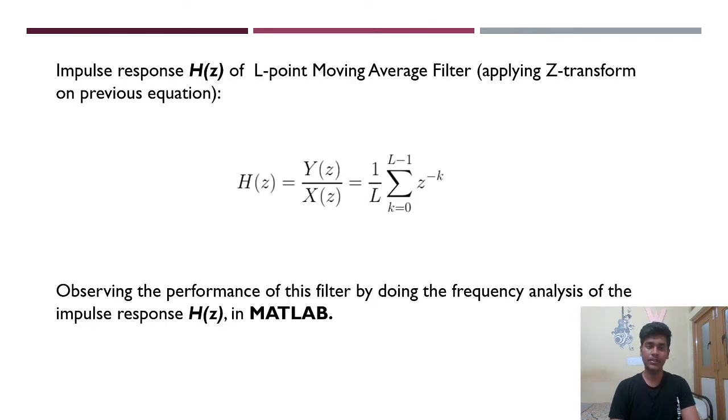Now we have the impulse response h of z of L point moving average filter. This is the transfer function of the L point moving average filter, which we obtain by applying z transform on the equation we had on the previous slide. So h of z here equals 1 by L summation k equal to 0 to L minus 1 z raised to minus k. Now we observe the performance of this filter by doing the frequency analysis of the impulse response h of z obtained above in MATLAB software.